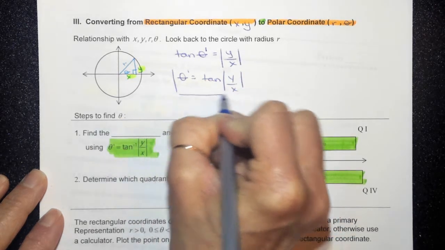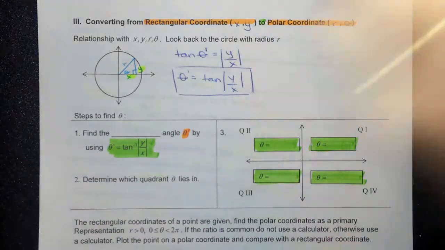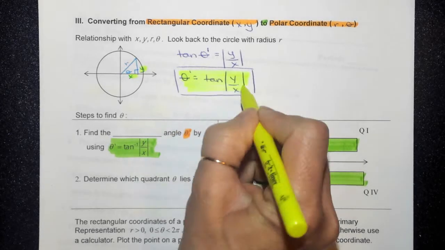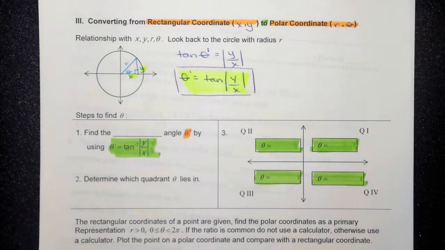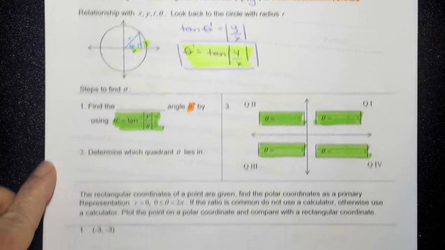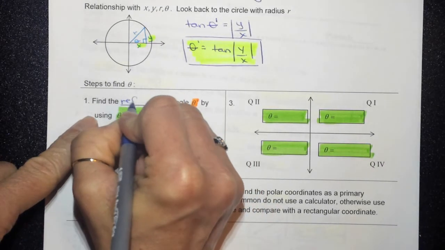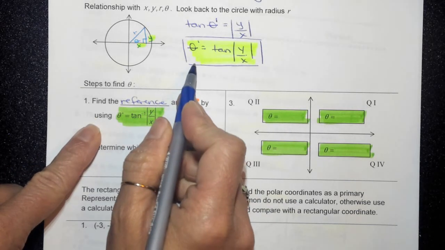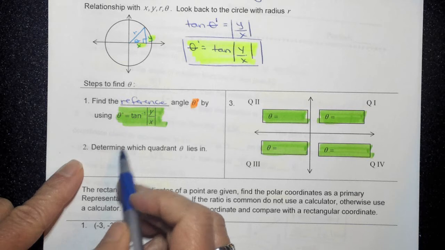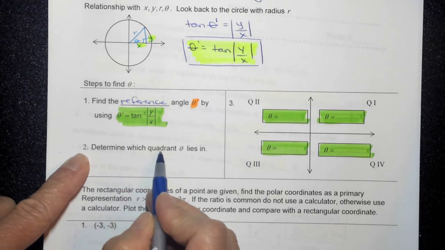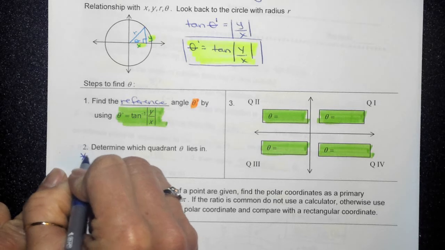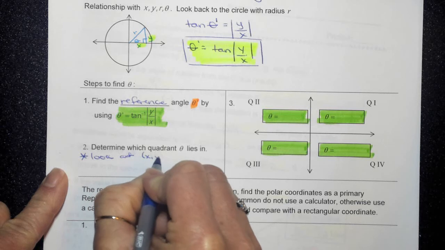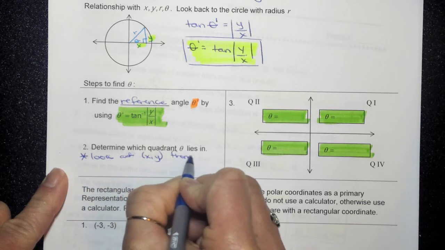Okay, so we need to know this. And I'm going to go through all the steps here so that we know where we're going with this. And then we'll come back to r in just a minute. Okay, so the steps to find theta. What we want to do is find the reference angle, theta prime, by using this formula that we just found here. And once we do that, we need to determine which quadrant theta lies in. And the way we do that is we look at xy from the original problem.